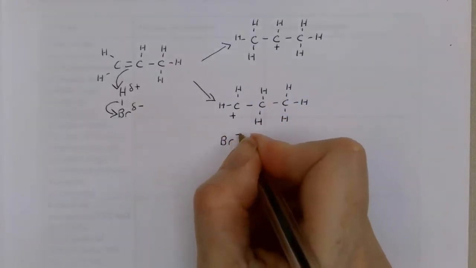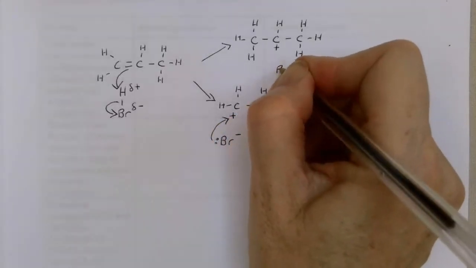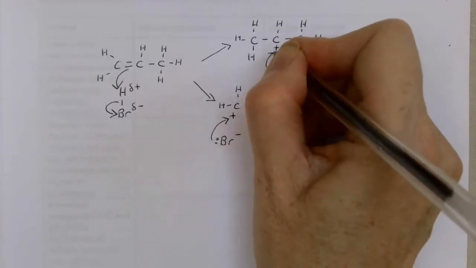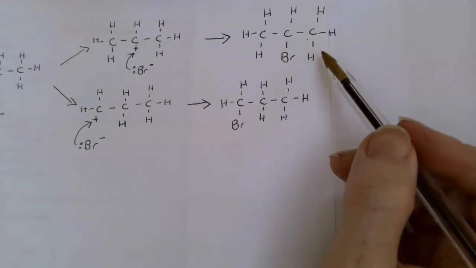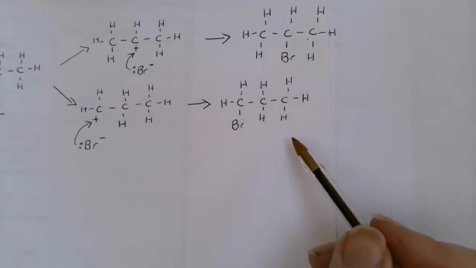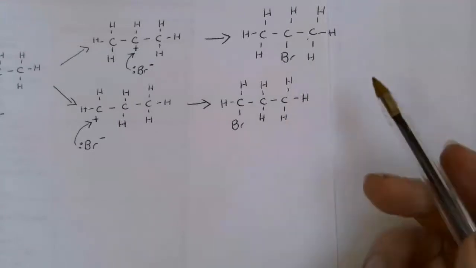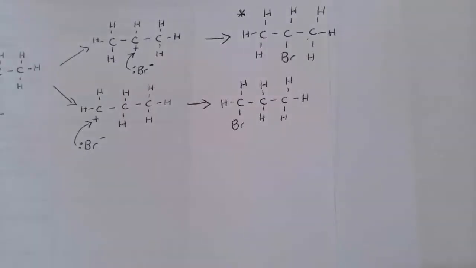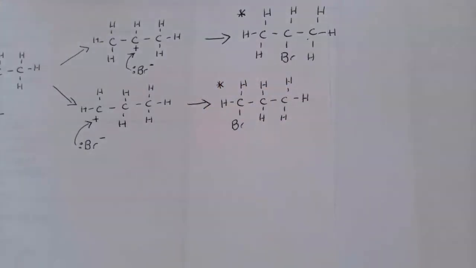We've got our Br negative with its lone pair of electrons, which would bond in here, and our bromide again, lone pair of electrons, negative charge, which would bond in here. So from this we'll get two possible products. We'll get 2-bromopropane and we're going to get 1-bromopropane. And actually we're going to get a mix of both of these, but this is what we call the major product because there's going to be a lot more of it. This is what we call the minor product because there's less of it.